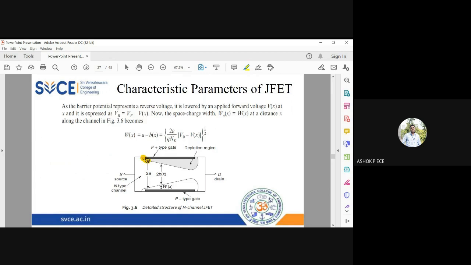you get a wedge-shaped depletion region. This wedge-shaped depletion region you get when you vary the voltages VDS and VGS. When you vary both VDS and VGS, we are going to have a wedge-shaped depletion region. Since the depletion region is not uniform, it will not be exactly equal to the barrier potential VB. So there will be some variation in the barrier potential.